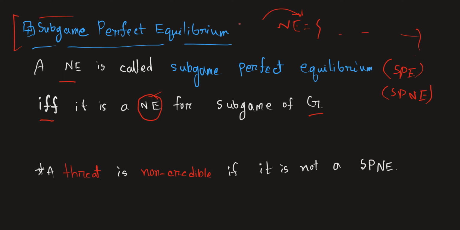And from this concept of subgame perfect equilibrium, we can define whether a threat is credible or not. We say that a threat is non-credible if it is not a subgame perfect Nash equilibrium. So if a given Nash equilibrium is not a subgame perfect equilibrium, then we know that the player who is threatening the other player will not be able to maintain his threat if they end up on that node.